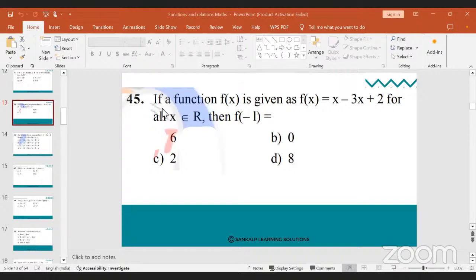Next question. If the function f of x is given as f of x is equal to x square minus 3x plus 2 for all x belongs to R, then f of minus 1 is what? It is misprinted. Please make it option A. Option A is 6, B is 0, C is 2, and D is 8.